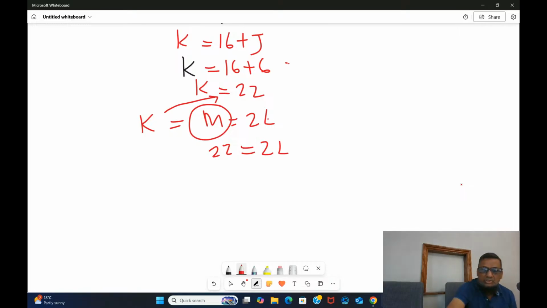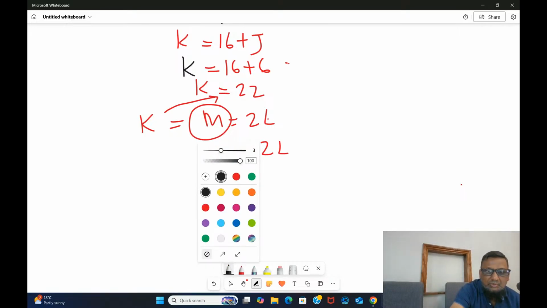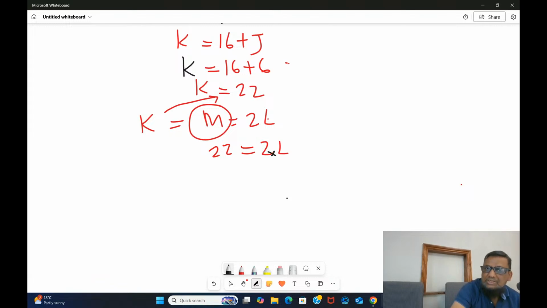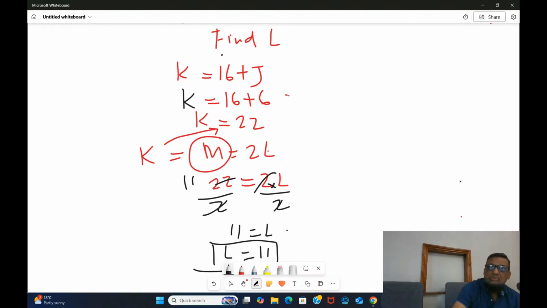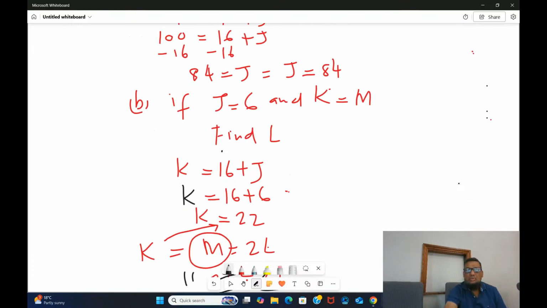Okay, so look at this one. We learned this thing. 2 is times with L. How do we get rid of this 2? So we need to divide both sides by 2. This 2 cancels with this 2, and 2 times 11 is 22. So it means L equal to 11. So this is part B. So you just simply follow the instruction and solve the question.